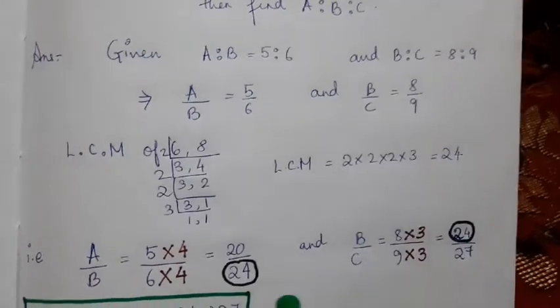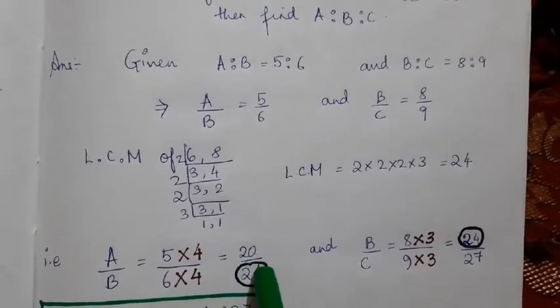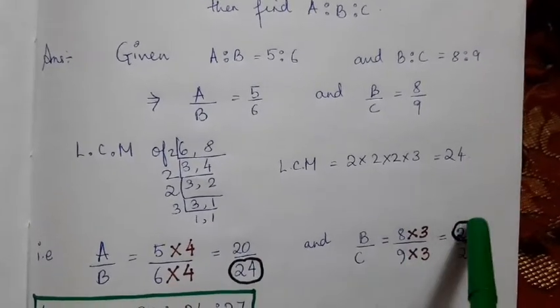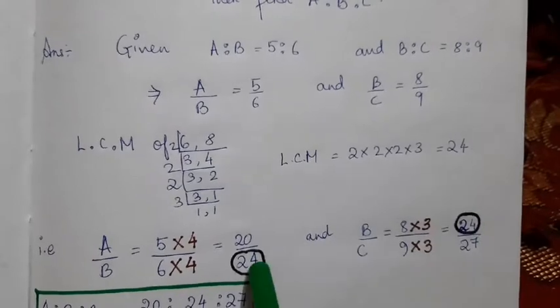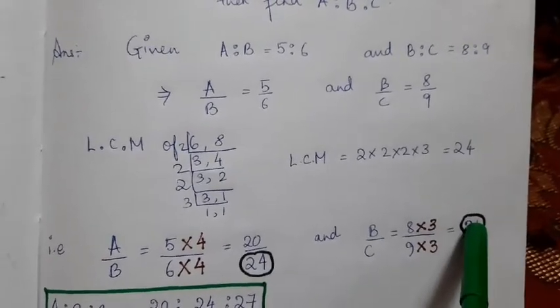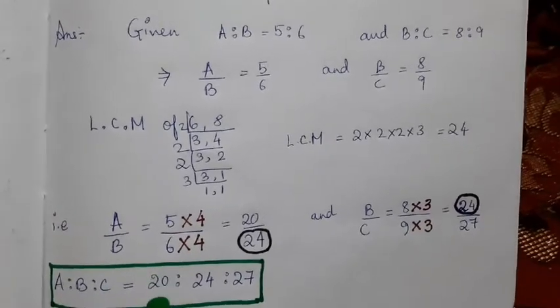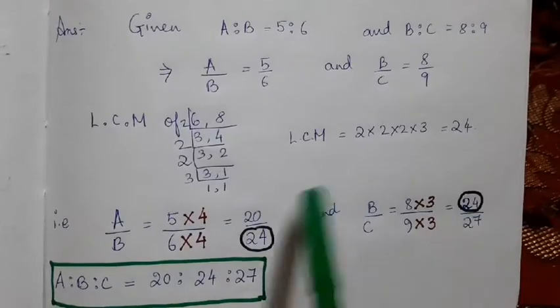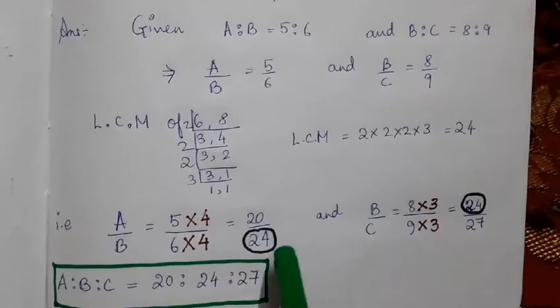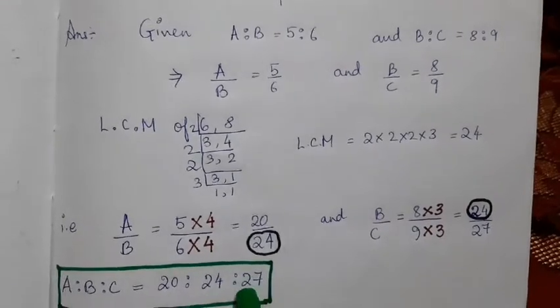Now, students, check here. You got B in the denominator as 24. You got B here in the numerator also as 24. So, B is the same out here. Now, I can easily find out A is to B is to C. How? 20 is to 24. I'll write 24 only once. I won't be writing it twice because it's the same digit. So, 24 is to 27.